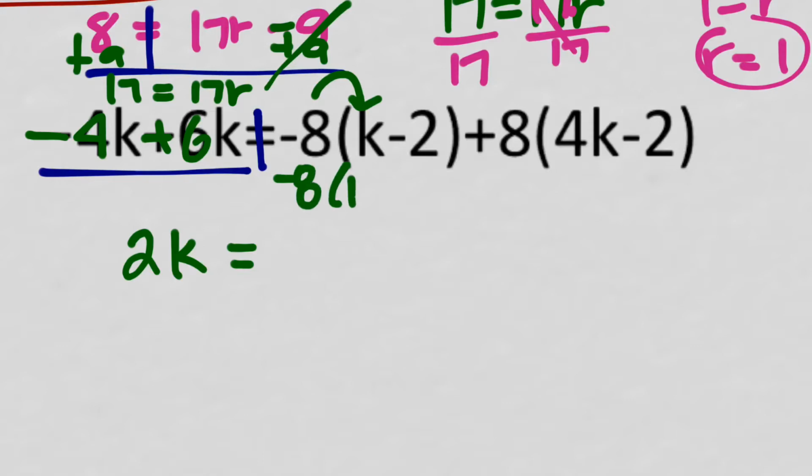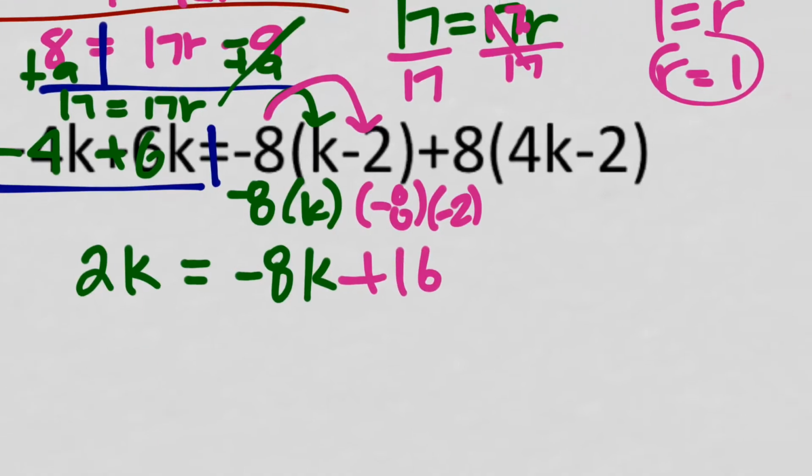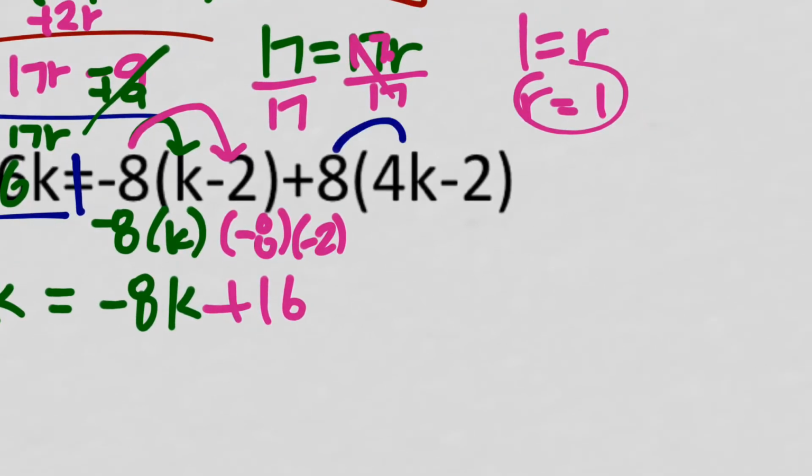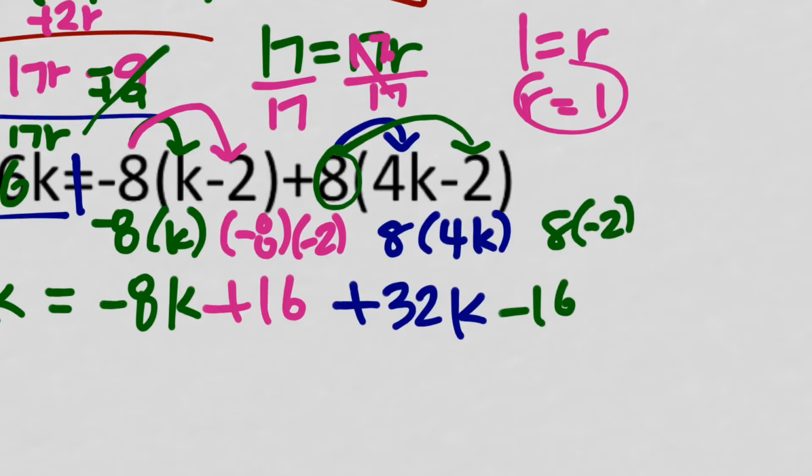What's negative 8 times k? Well, that's negative 8k. Then you have negative 8 times negative 2. Negative 8 times negative 2 is positive 16. Then I have distributive property again here, where I'm going to multiply 8 and 4k, which gives me 32k. And last, I have 8 again times negative 2. And 8 times negative 2 is negative 16.